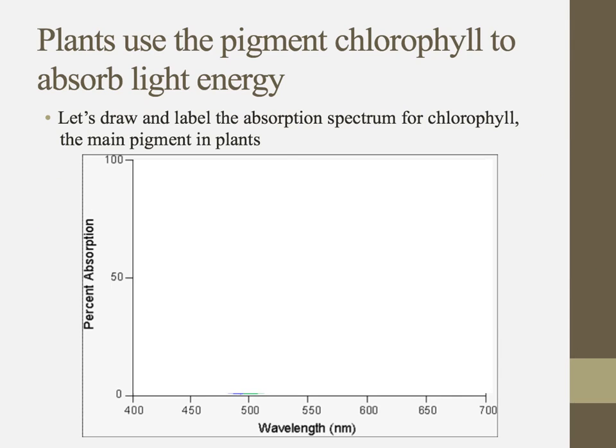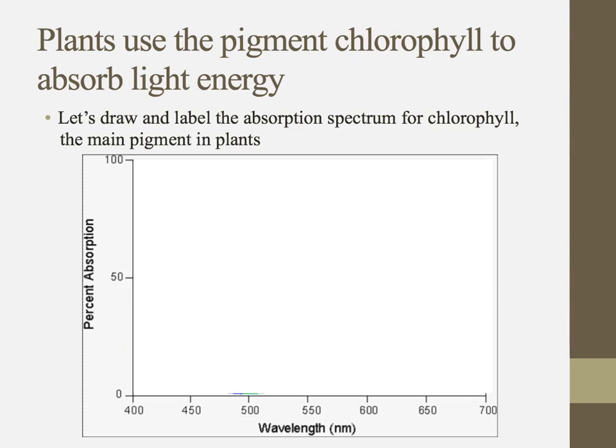Let's take a look at what colors plants are able to absorb and which ones they reflect. So take a moment to draw this out. On the x-axis, we have wavelengths going from 400 to 700, so we're in that visible spectrum. Down here are going to be our blues, our greens, and our reds. And up here we have percent absorption.